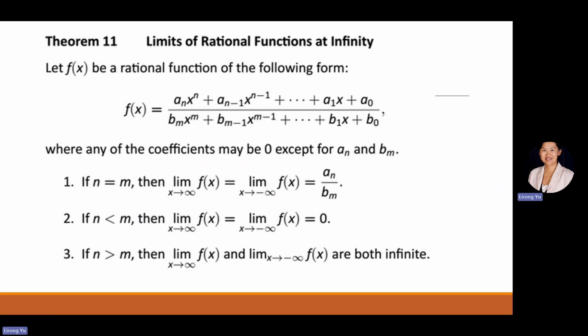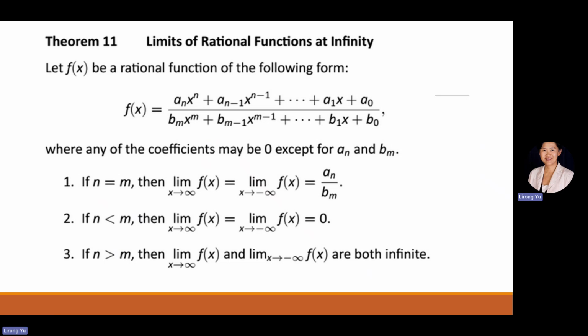The second scenario is when the numerator has a smaller power. If the numerator has a smaller degree than the denominator, if n is less than m, that means the numerator is much smaller than the denominator. That is like dividing a small number by a much bigger number. If you divide a small number by a super large number, the whole fraction goes to 0. So the limit of the function when x goes to infinity would be 0. That is when the numerator has a smaller degree. Remember, when x goes to infinity, a smaller degree means a smaller number.